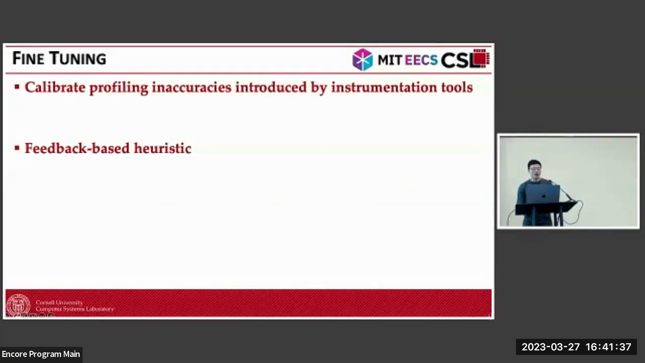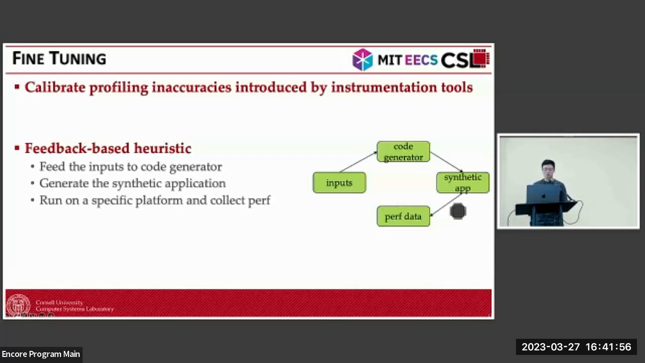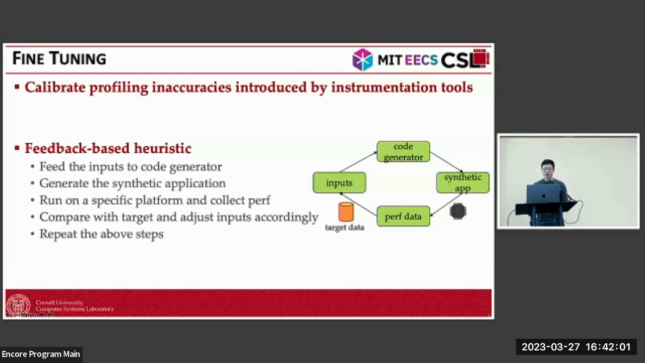And finally, Ditto implements fine-tuning to calibrate the output of the previous steps. So we follow a feedback-based heuristic to perform the tuning. So first, we get the initial input from the profiling and feed it to the code generator. So we then generate the synthetic applications and run them on a specific platform to collect the performance metrics. And next, we will compare this data with that of the original service to compute the error and adjust the input accordingly. And we will repeat these steps until the performance converges.